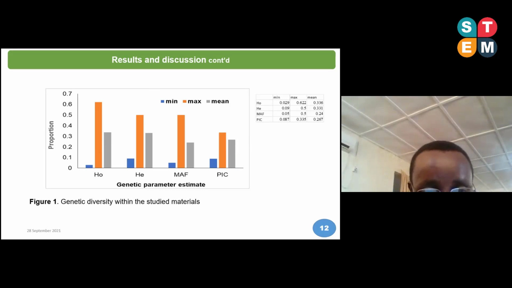We can see for the observed heterozygosity, for instance, the maximum over 0.6, and then the minimum is really 0.062 above. And then also you can see the mean value. You can see for the expected heterozygosity also exhibiting wide variability. And then for even the minor allelic frequency, and even for the polymorphic information content, which are just all constituted genetic parameter estimates in the population studied.